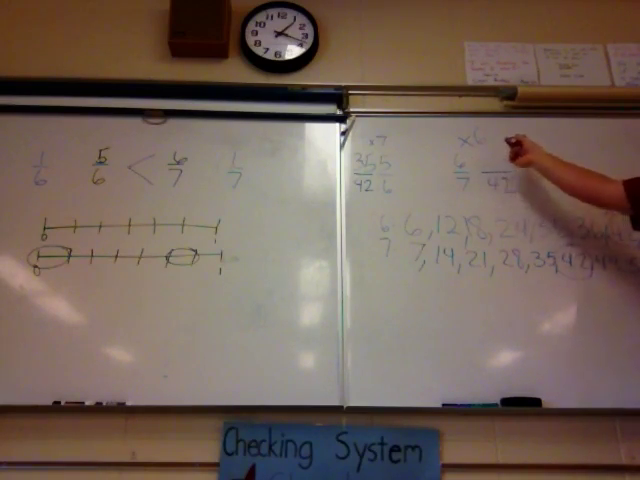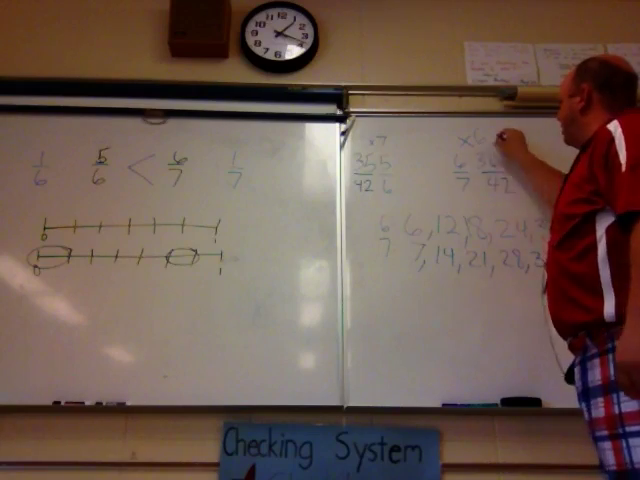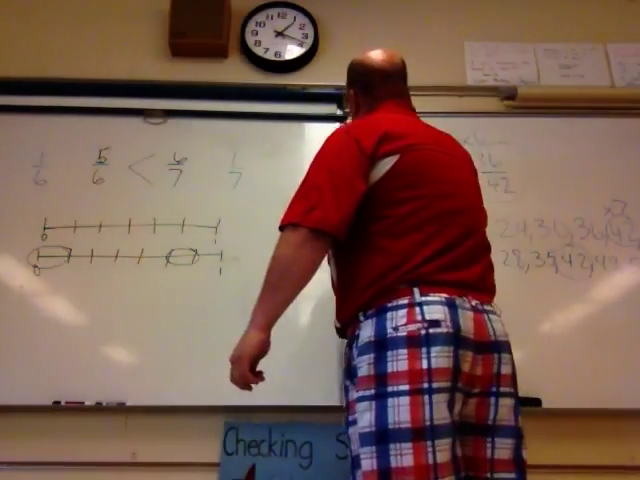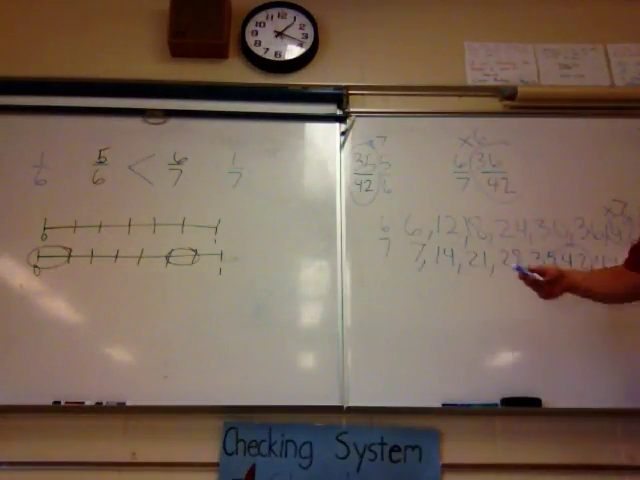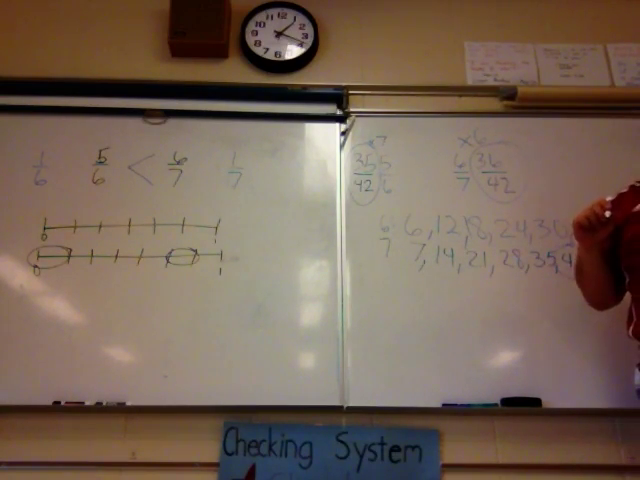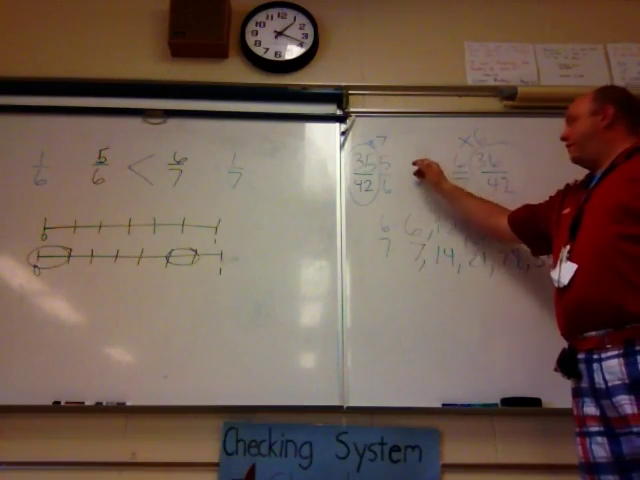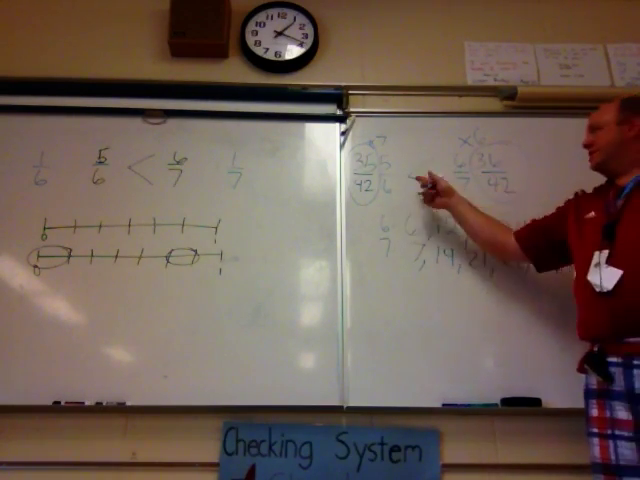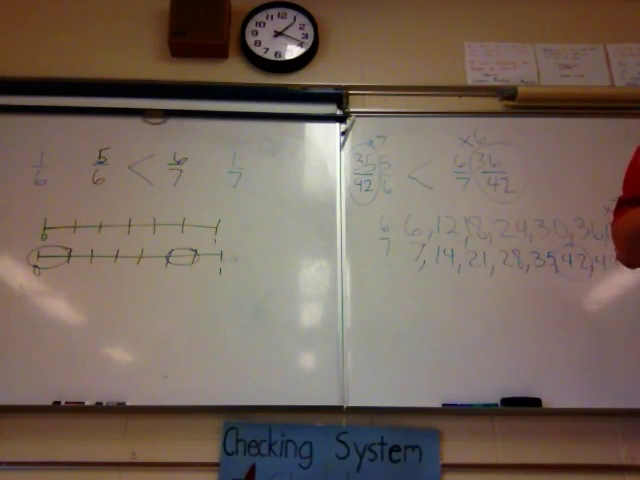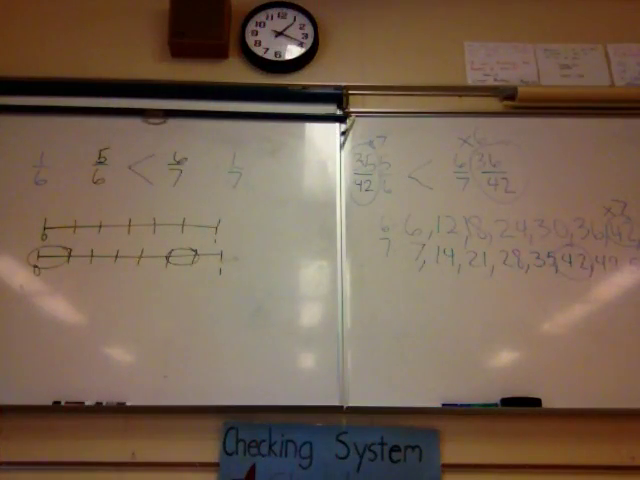What about here? 6 and 6 is? 36. Okay. So now we have our equivalent fractions with the common denominator. Which is bigger, 35/42 or 36/42? Go ahead, say it. 36. 36 is bigger than 35? So therefore, 5/6 is less than 6/7ths. By the way, you can do that same job with every single problem.